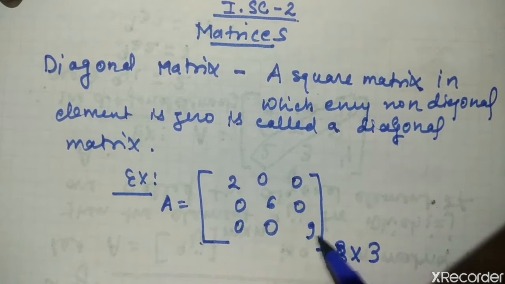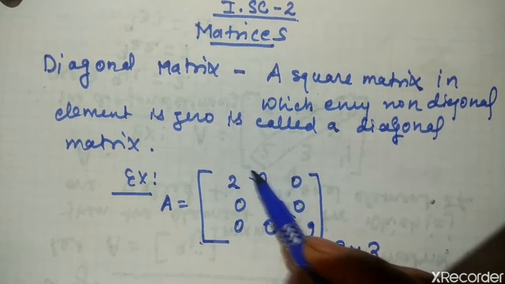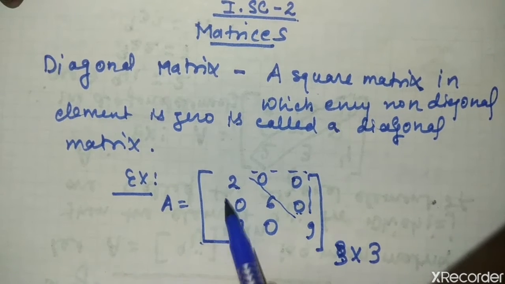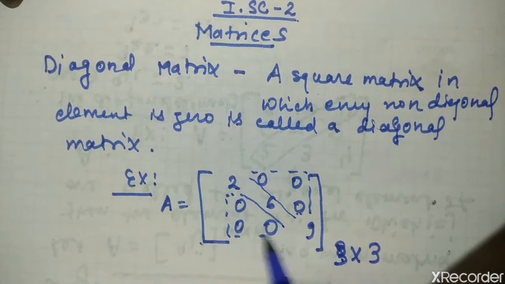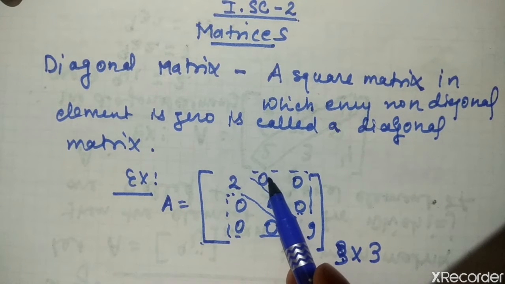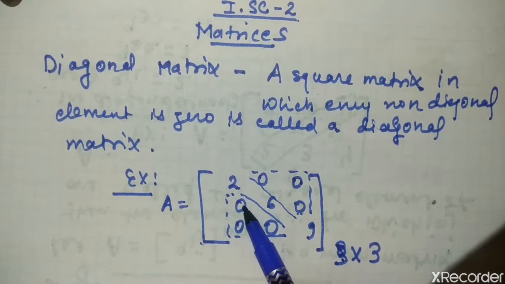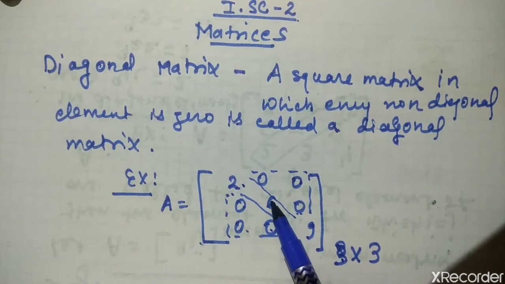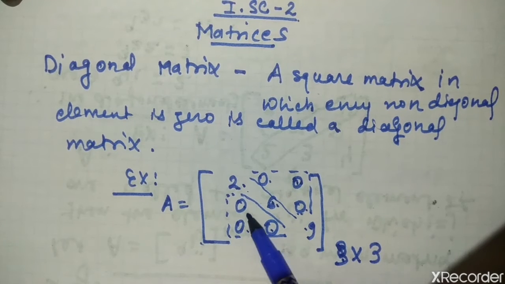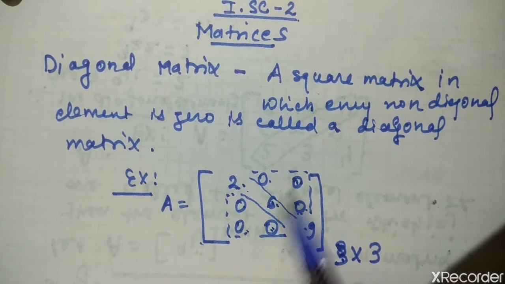And here the diagonal elements are 2, 6 and 9. And these are known as non-diagonal elements, because here we have A12, A13, A21, A23, A31, A32. But we have A11, A22 and A33. These elements are known as diagonal elements, and except the diagonal elements, if all the remaining elements of the matrix are 0, then we say that this is a diagonal matrix of order 3 cross 3.